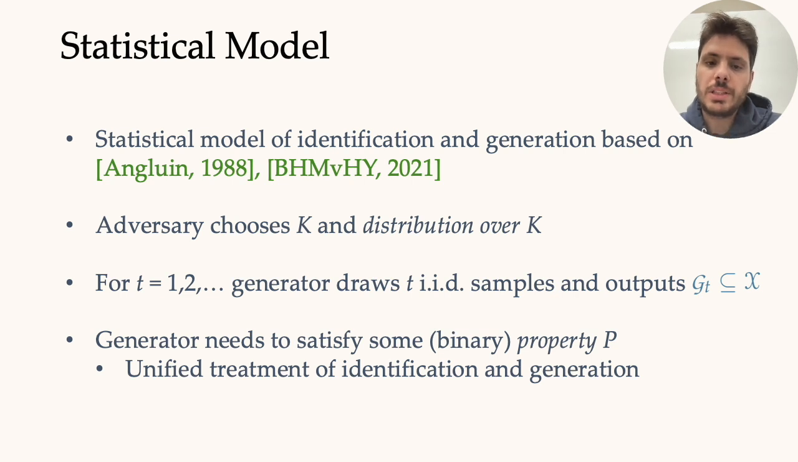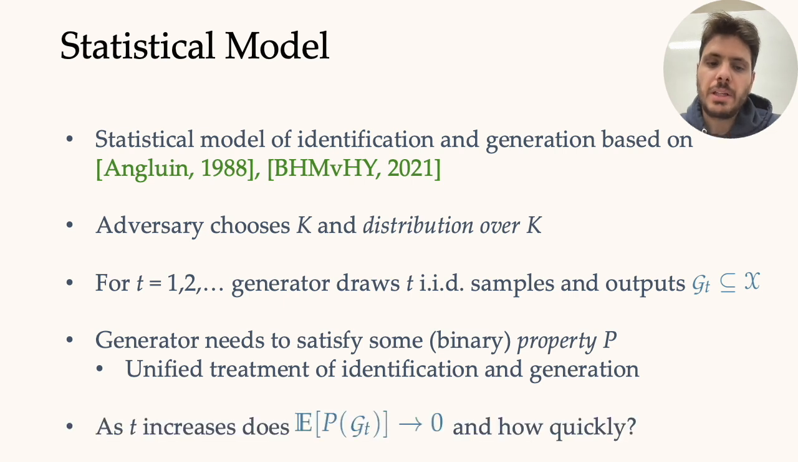Now the generator needs to satisfy some binary property P, and we do that in order to give a unified treatment of both identification and generation under various notions of breadth, as we will see later on. And the main thing we wish to understand is, as T goes to infinity, whether the expected value of the predicate P of G_T goes to 0, and if it does, how quickly this convergence happens.